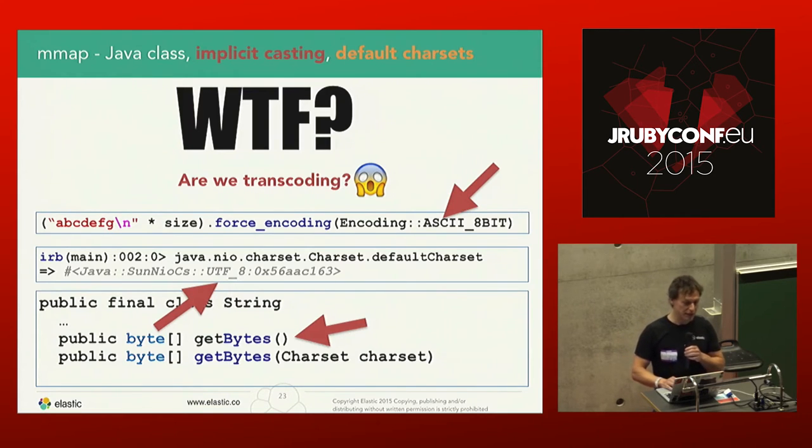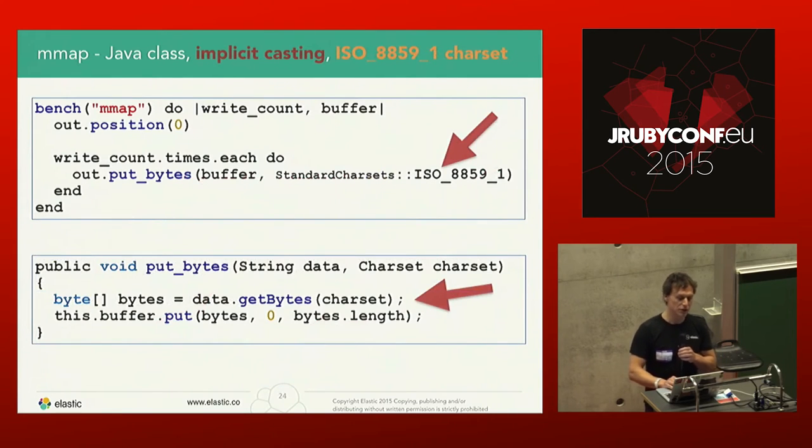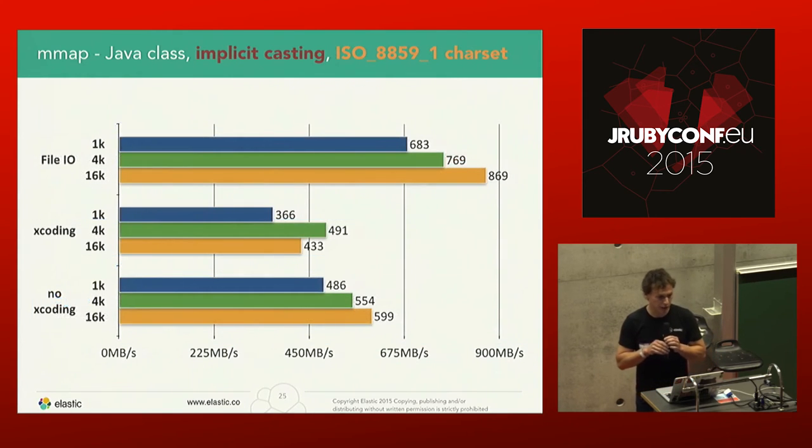So instead of using the default getBytes, which is going to be using the default encoding in Java, UTF-8, let's use getBytes and specify our character set, which is going to be ISO 8859-1, right? So this is what we're going to do here. Instead of doing a putByteBuffer, we're going to do putByte with the character set, and this is going to be passed onto Java, and there's going to be an explicit character set here to avoid any transcoding. And this is what we get. So it's a little bit faster. So this is not the transcoding problem.